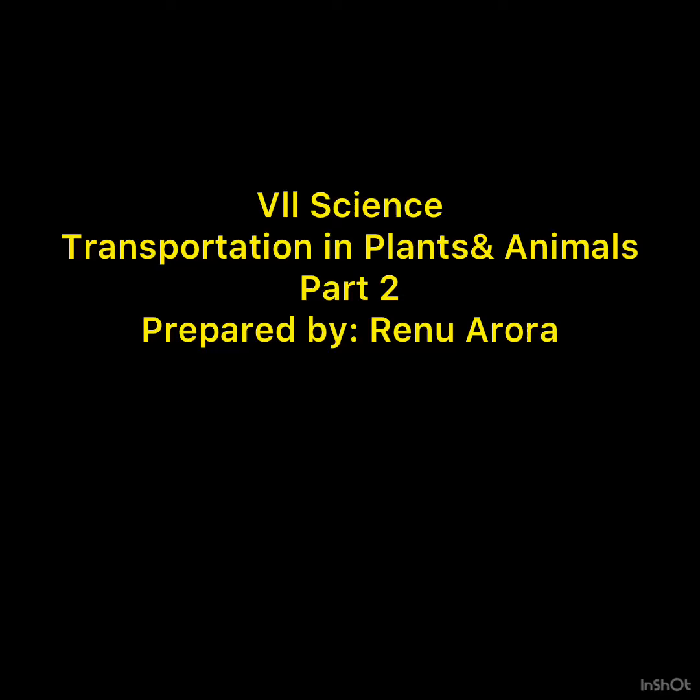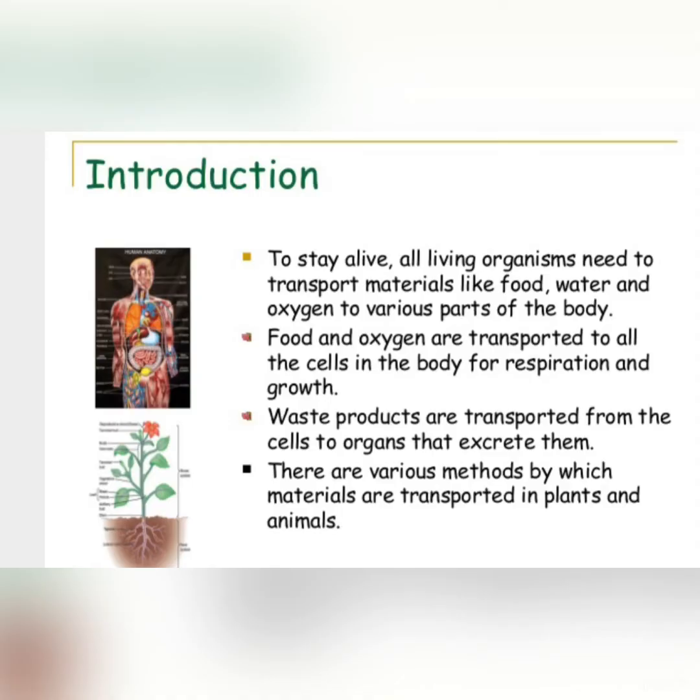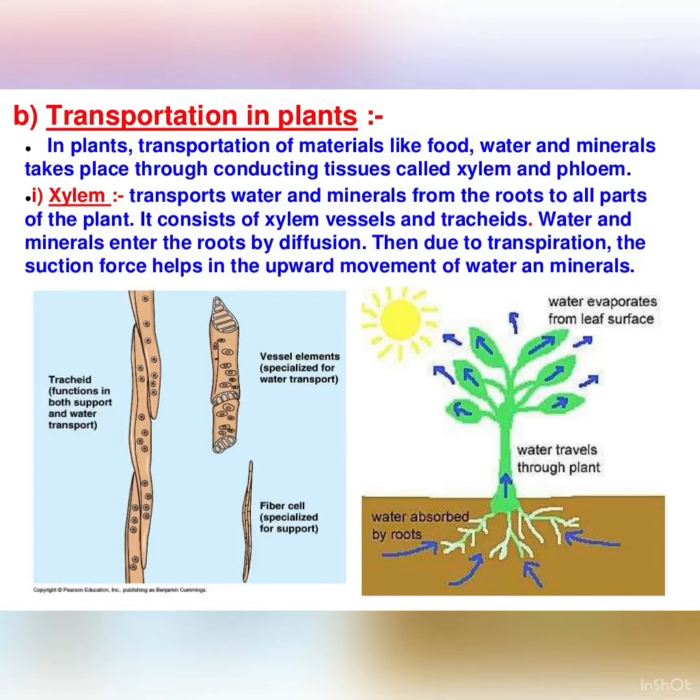In this module, we will discuss how water and minerals are transported to the different parts of the plant. As you all know, living organisms need food, air, water, and oxygen to grow and survive. In the same way, plants also need food, air, and water, and these are transported to the different parts of the plant through conducting tissues called xylem and phloem.